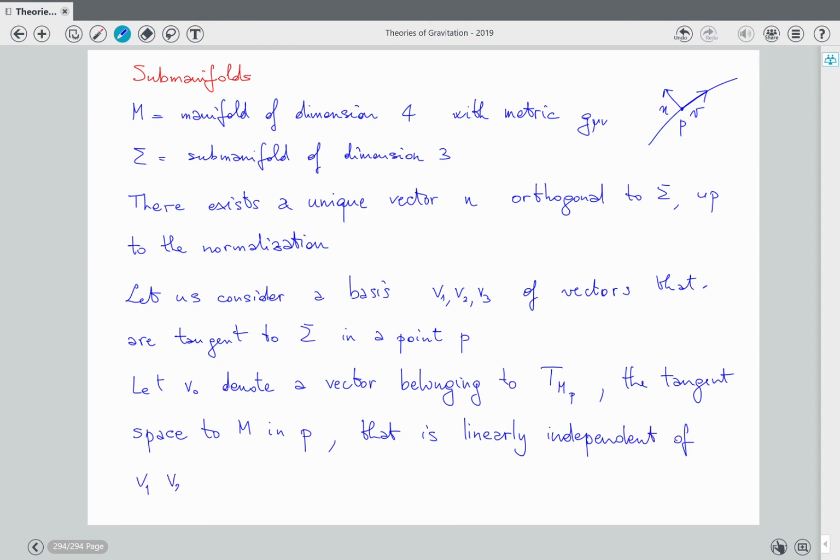Of V1, V2, and V3. Then V0, V1, V2, V3 is a basis of the tangent space. Now I see that here I'm using a different notation. I don't remember which one I used, but here I see this notation. Let's use it. Is a basis of TPM. Okay, we cannot do much more today. So let's stop here.